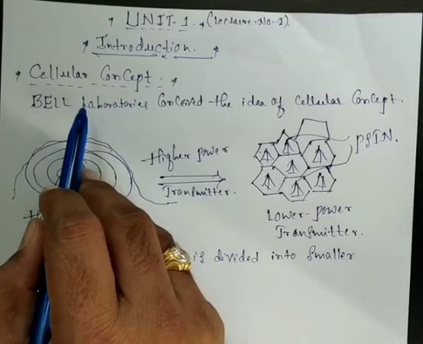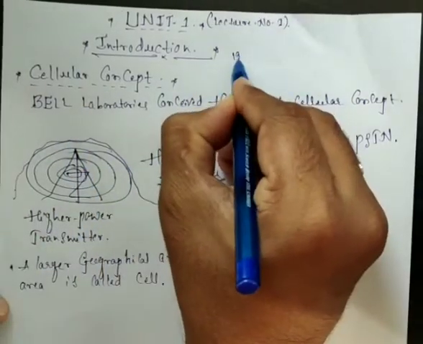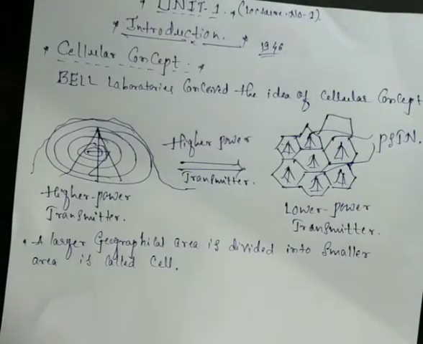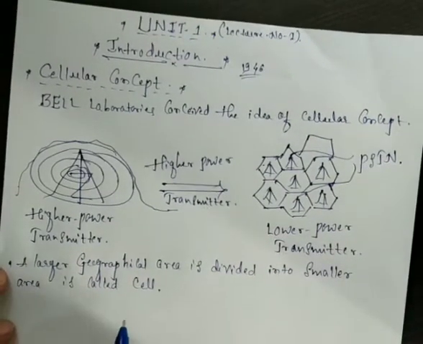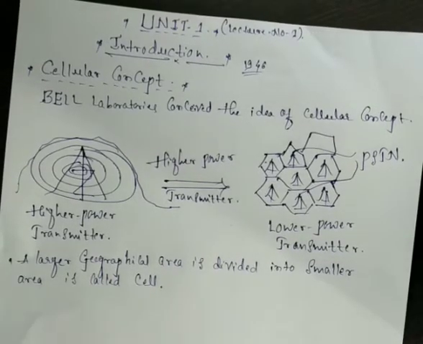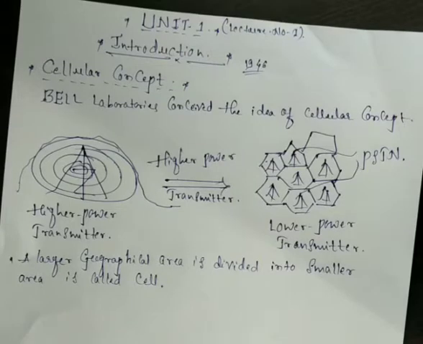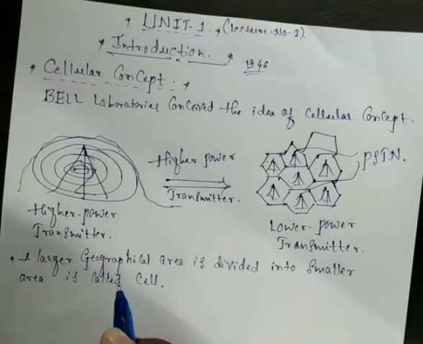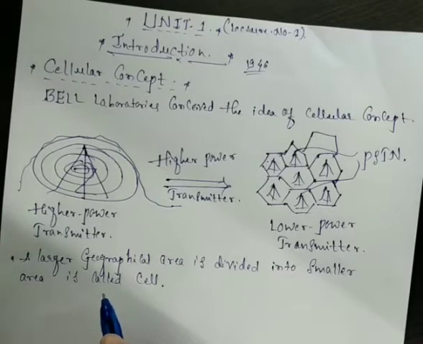The mobile phone was invented in 1946. This mobile phone operated on a high power antenna, that is, high power transmitters, and its coverage was very less. So in that era, 2000 subscribers were there, and only 12 channels were available for these 2000 subscribers.